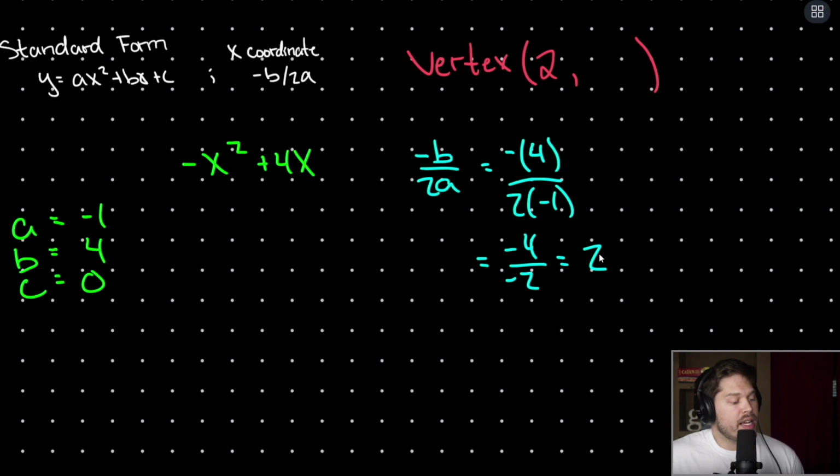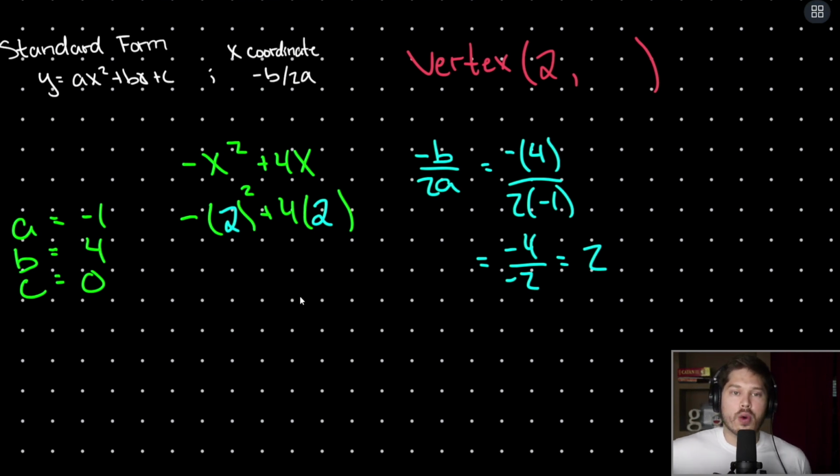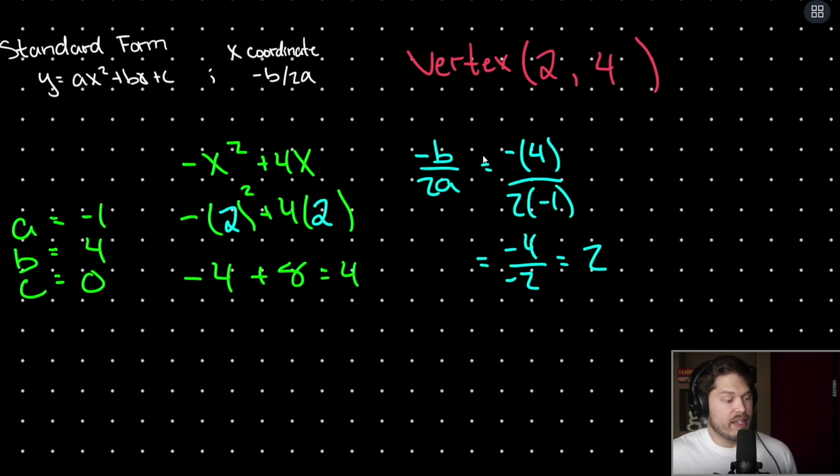Next, we'll plug in our positive 2 in for x. So we have negative positive 2 squared plus 4 times our positive 2. And now we can simplify our expression to find our y-coordinate for our vertex. So we have negative 4 plus 8, and negative 4 plus 8 is positive 4. So the y-coordinate for our vertex is 4, telling us our vertex for this function is going to be (2, 4).